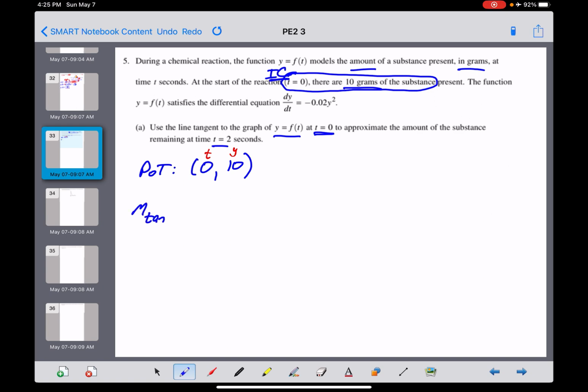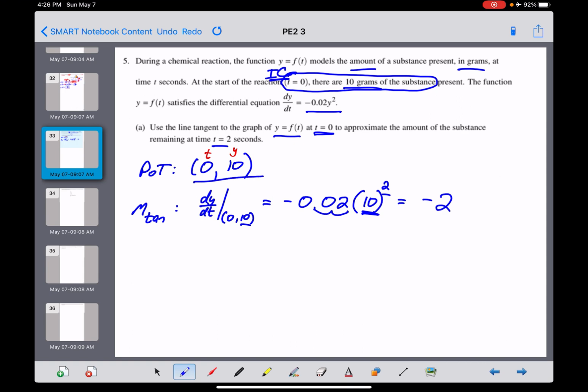So the slope of our tangent then is going to be dy/dt, the derivative, evaluated at the ordered pair (0, 10). All right, so I'm using this expression right here, negative 0.02 times your y coordinate here, which is 10 squared. Okay, now without a calculator, it might look a little scary, but I think we can handle this. 10 squared is 100. That means we're going to move this decimal 2 to the right, and we're just going to get a negative 2 now for the slope of that tangent.